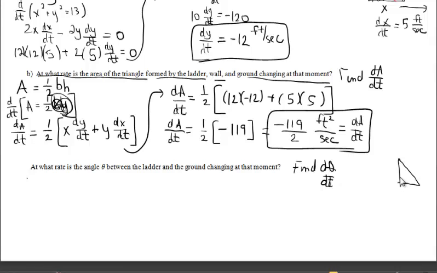Okay, so we have this right triangle. We're talking about this angle right here, the angle between the ladder and the ground and how it's changing at that moment. So we're going to find d theta dt. And so what we have here is a horizontal component and a vertical component and a hypotenuse. The hypotenuse is not changing. So when we have to pick a trig ratio, sine, cosine, and tangent would be the ones that I would want to choose from.